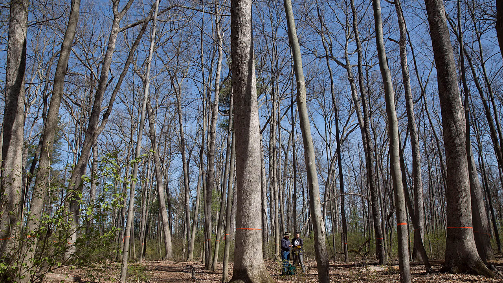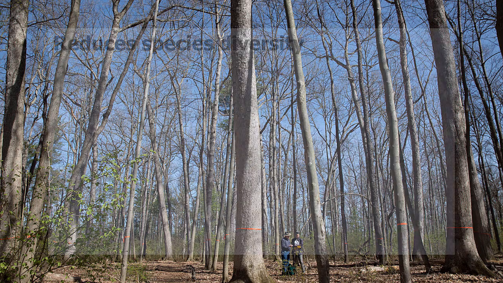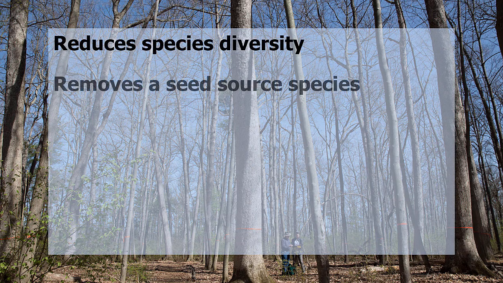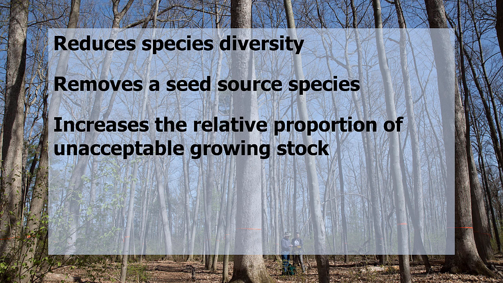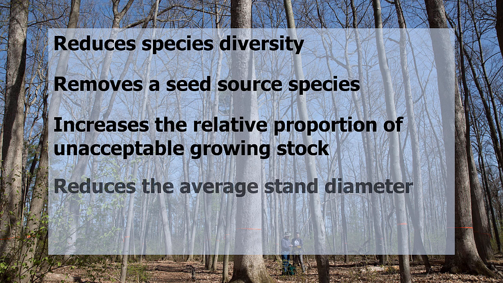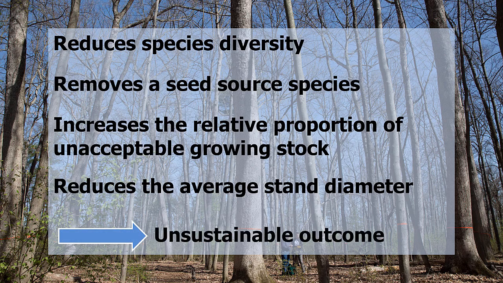The next 4 questions focus on the stand's residual trees that would remain if the harvest were conducted. If the cut reduces species diversity, removes the seed source species, increases the relative proportion of unacceptable growing stock over acceptable growing stock, or reduces the average stand diameter, it is going to severely reduce options and may lead to unsustainable outcomes.